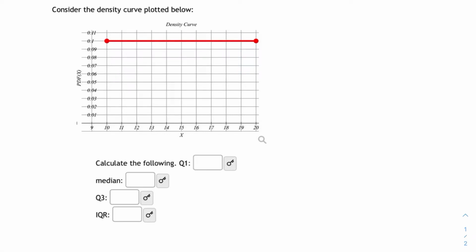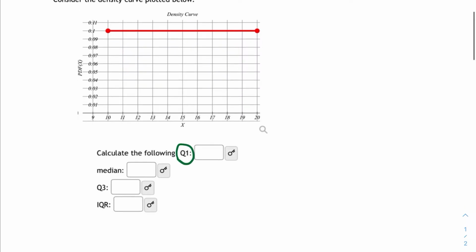Okay, we're considering this density curve, and it looks like we're going to be looking for the first quartile, the median, the third quartile, and the interquartile range. So, first things first, since it is a density curve, the area under the curve between 10 and 20 on the x-axis is equal to 1. And what we're being asked for is first the first quartile.